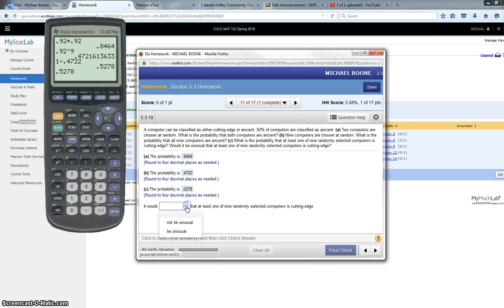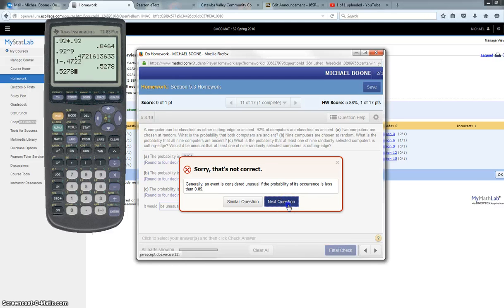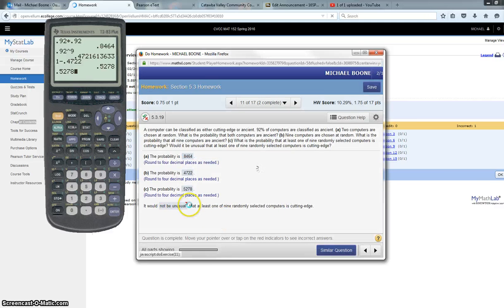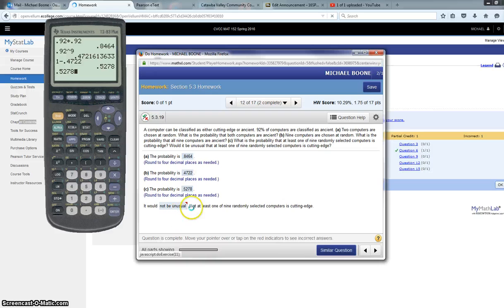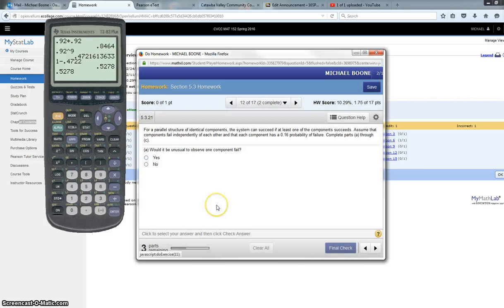It would be, I would say, usual that at least one of the 9 are cutting edge, because 52%, 53%, that is not unusual. I'm not doing the 5%, so it would not be unusual, sorry. About half of the time you're going to have at least one, so apologies on that.